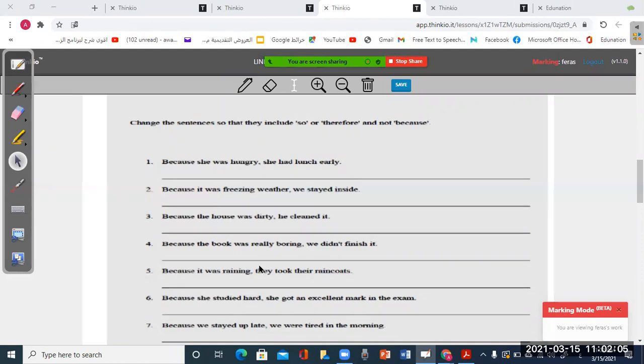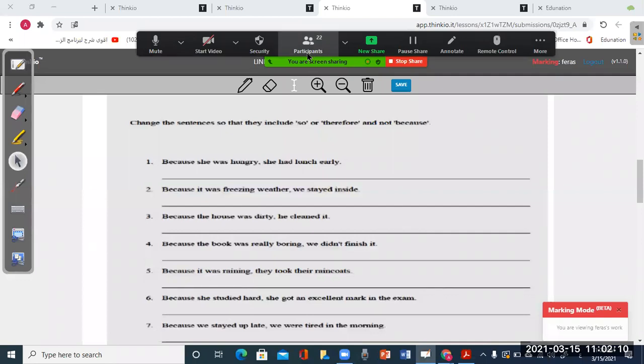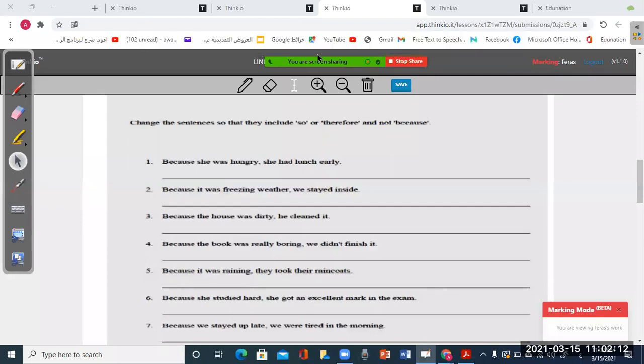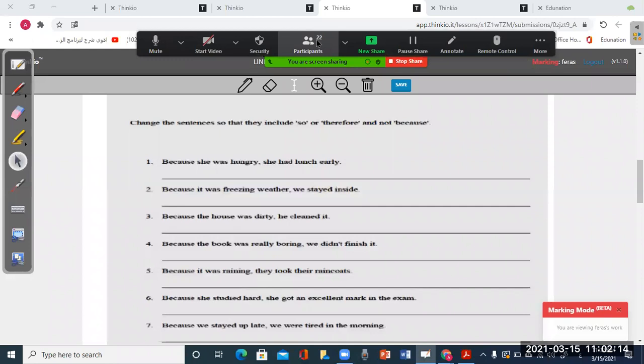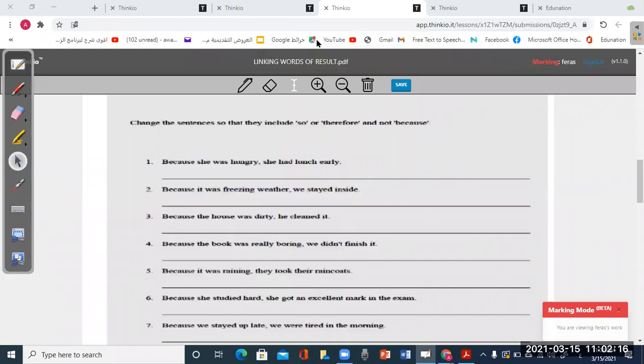Okay, Nicole, number 5. Because it was raining, they took their raincoats. Yes. It was raining, therefore they took their raincoats. Yeah. Or it was raining, so they took their raincoats. Tiba will be for number 7. Now, Ru'a, number 6.